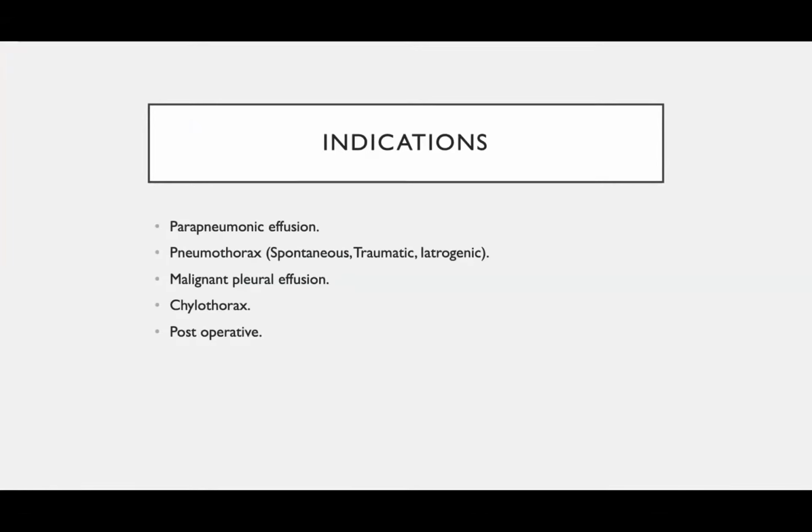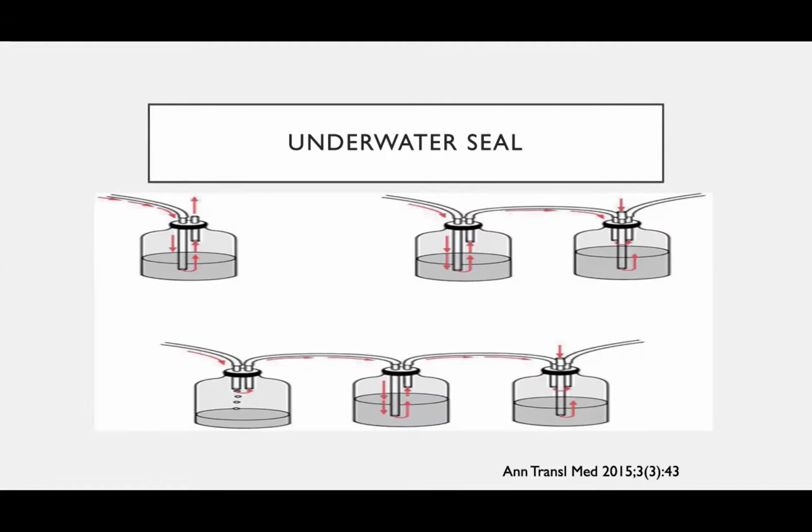So, in general, the indications for inserting a chest tube are parapneumonic effusions, which are effusions that usually develop post-pneumonia. Otherwise, there is pneumothorax, whether spontaneous, traumatic, or iatrogenic. Also, one of the indications is malignant effusion, chylothorax, and for sure, post-operatively.